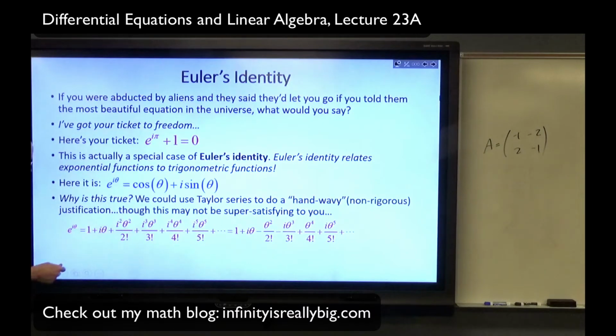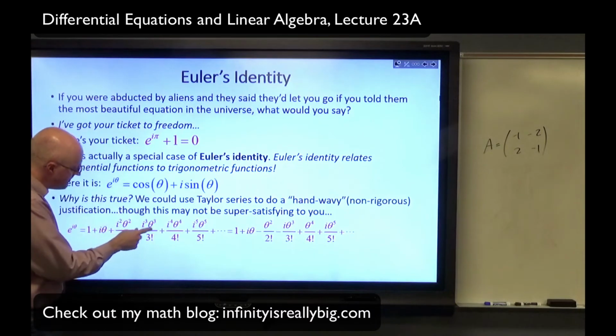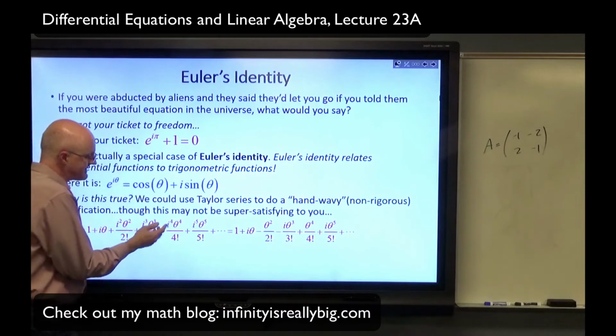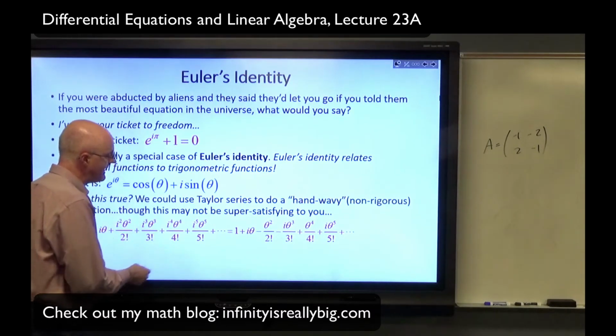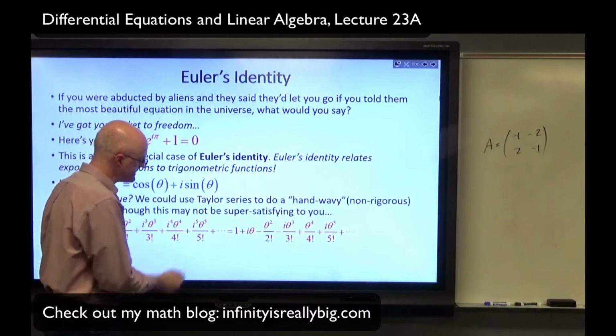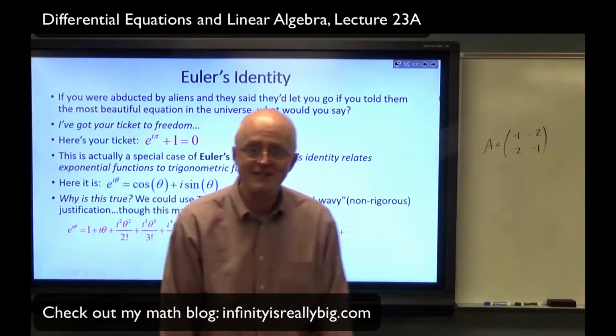1 plus i theta plus i theta squared over 2 factorial, which is i squared theta squared over 2 factorial, by definition of multiplication here. x cubed over 3 factorial becomes i cubed theta cubed over 3 factorial. x to the 4th over 4 factorial becomes i to the 4th theta to the 4th over 4 factorial. x to the 5th over 5 factorial becomes this, etc. forever and ever. Then use the fact that i squared is negative 1.